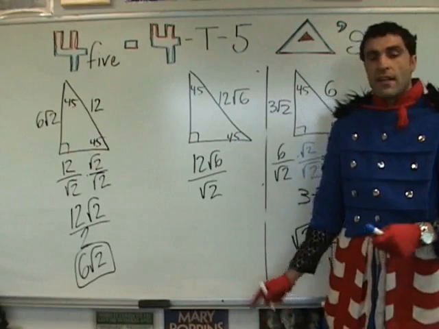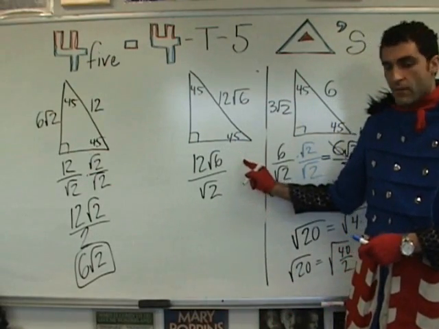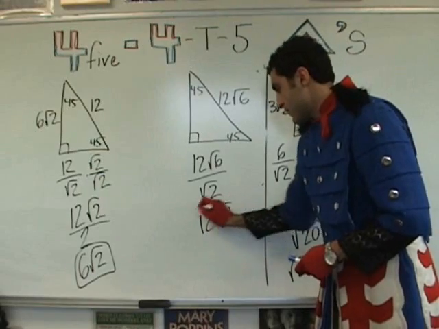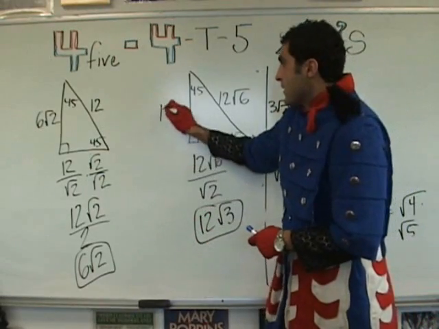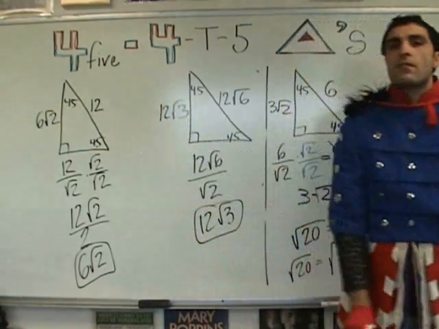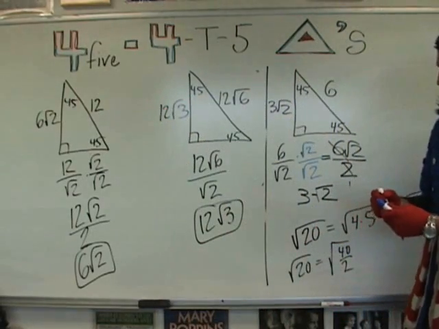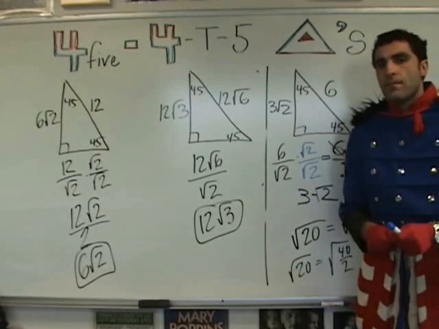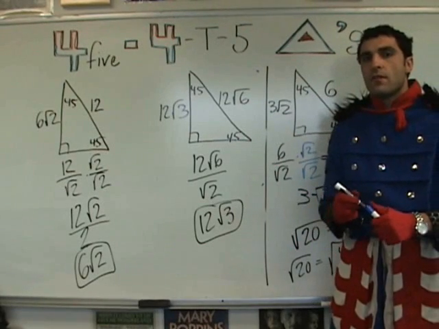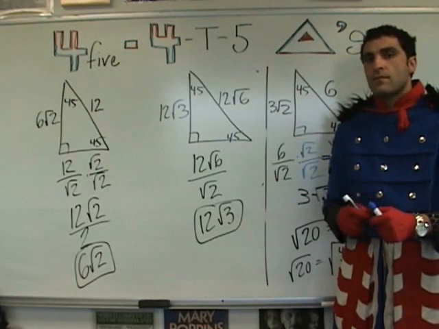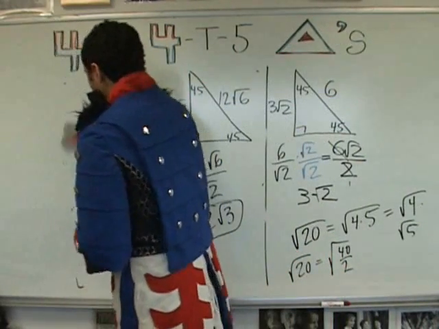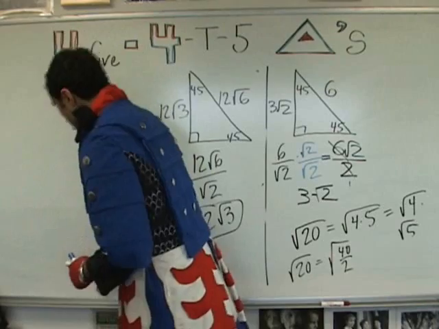12 root 3, right? If it was over here, it'd be 12 on the top. So 12 root 3. Please, question. Why don't you just times root 2 top and bottom, and then you get 12 root 12 over 2, and then it could be like 6 root 12, and then you split it up, and then would that be 8 root 3?